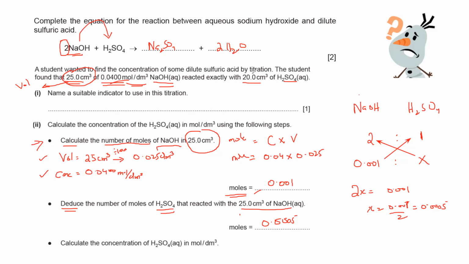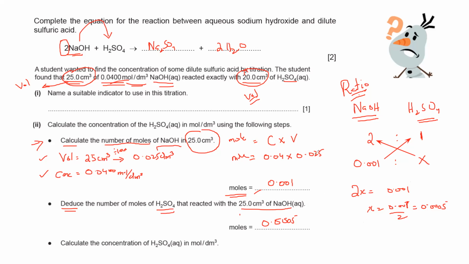So first we use a formula. Why we use a formula? Because the concentration and volume was given for sodium hydroxide. That's why we use the formula. But for the second one, for sulfuric acid, we don't have its concentration, we have only its volume. The volume of sulfuric acid is given, but we don't have concentration. So we cannot use the formula, that's why we use the ratio. So we have sodium hydroxide and we are finding sulfuric acid. The ratio according to the equation is 2:1. So if 0.001 moles of sodium hydroxide, then X moles of sulfuric acid will be there, which will be 0.0005.